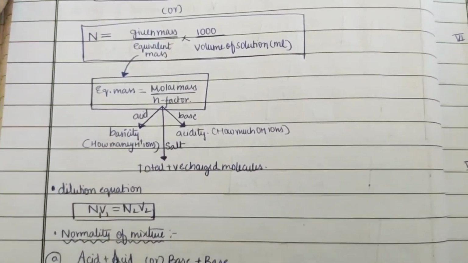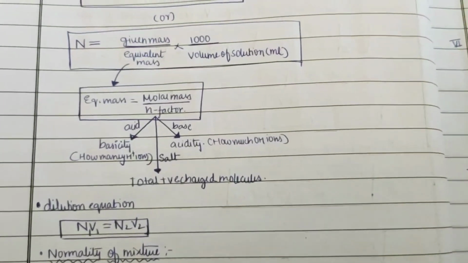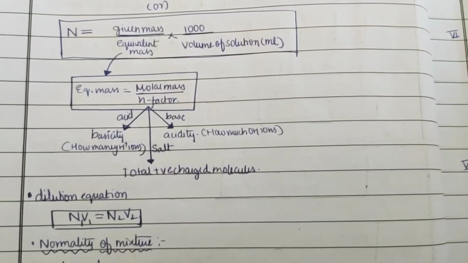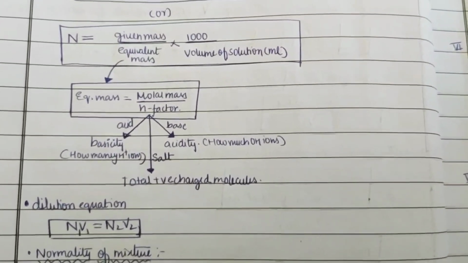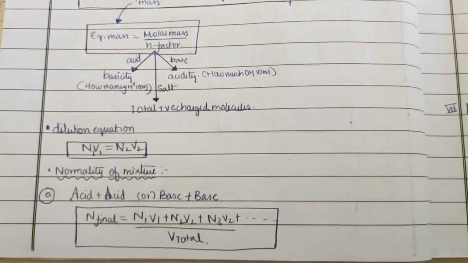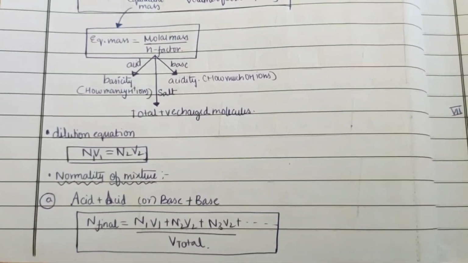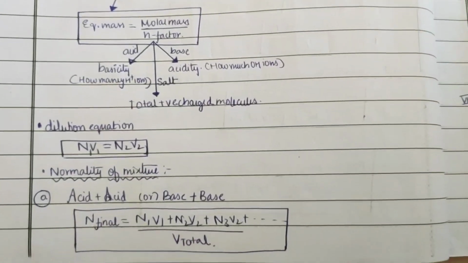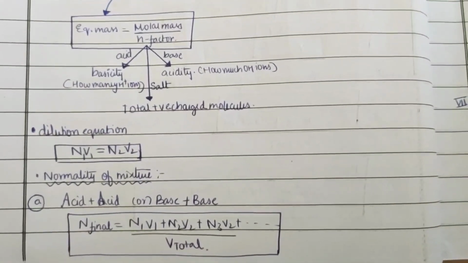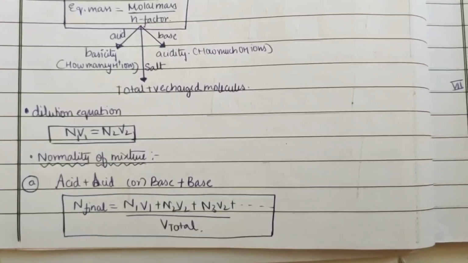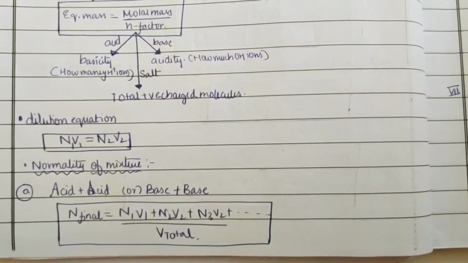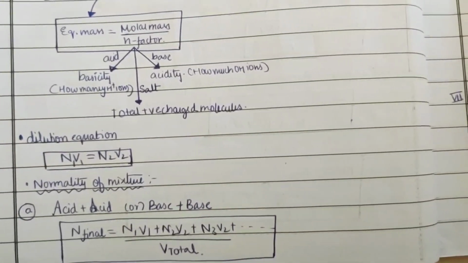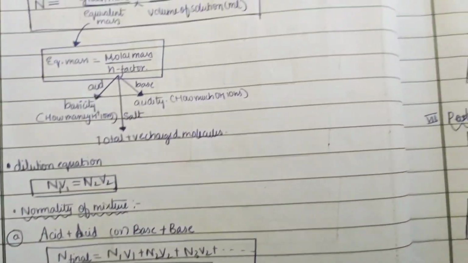Now let us move on to the dilution equation of normality. Here, as we have seen the molarity dilution equation, the same way, N1V1 = N2V2. Then normality of mixture: it is of two types. First is acid plus acid or base plus base. That means we have two components that are the same. Then we have to take N final = (N1V1 + N2V2 + N3V3 and so on) divided by the total volume.